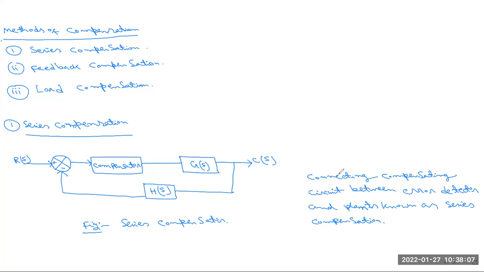Okay, so this is a connecting compensating circuit. This is a compensating circuit in between the error detector. This is basically what we call the error detector. That means we calculate E(s) from here. Error detector and process or plant, that is G(s). It is known as the series compensation. Is it clear, all of you?